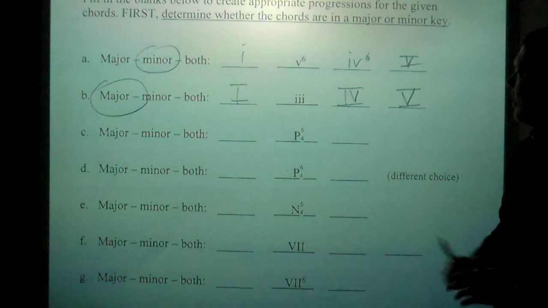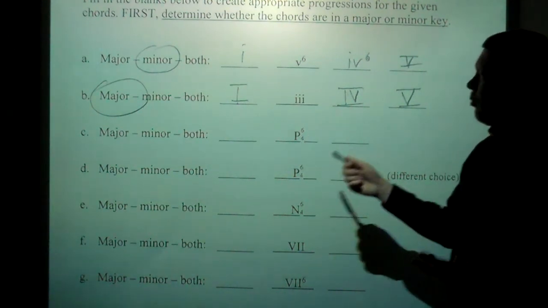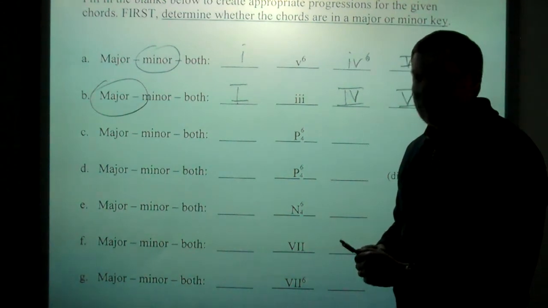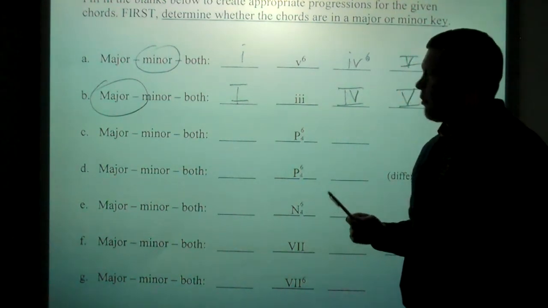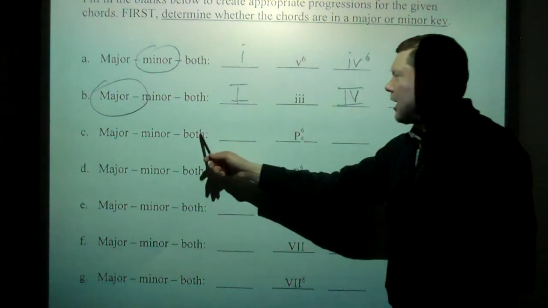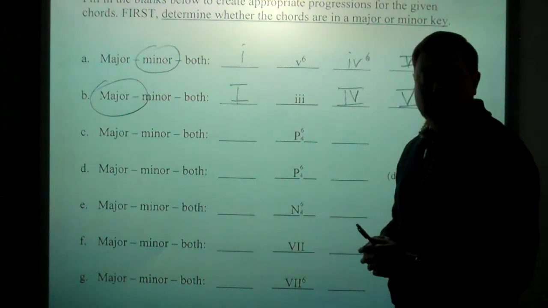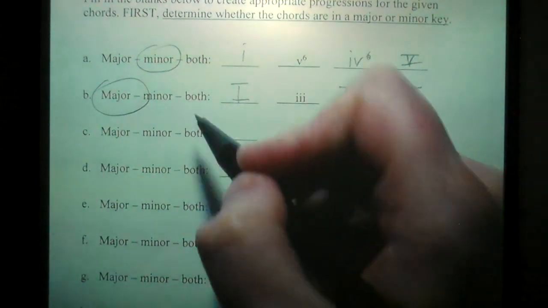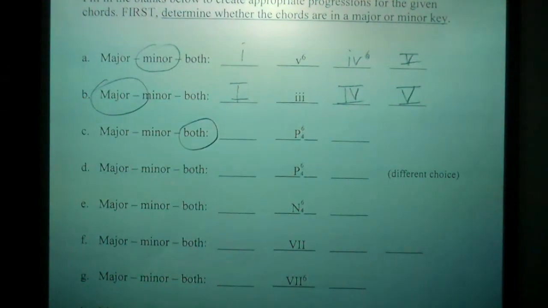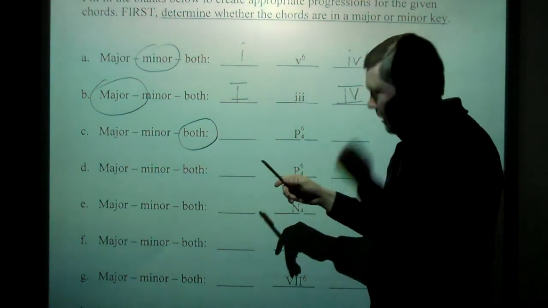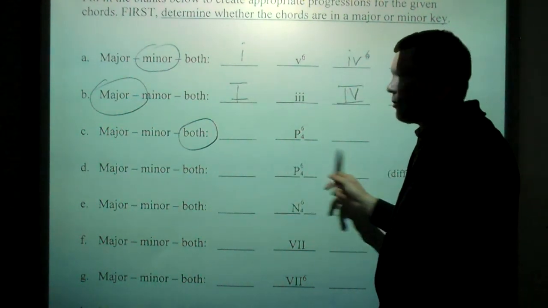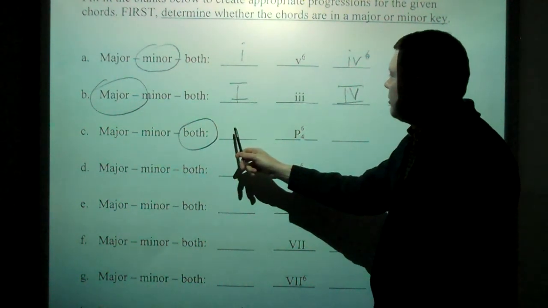The next example, passing 6, 4, we can't really tell for certain whether we're in a major or a minor key because we just have the P for passing 6, 4. So it looks like we should be able to mark the both, or circle the both answer here. We could be either in a major key or a minor key. And a good set of chords to use for this progression, you could use 1, P6, 4, 1, 6. You could use the reverse. You could use 4.